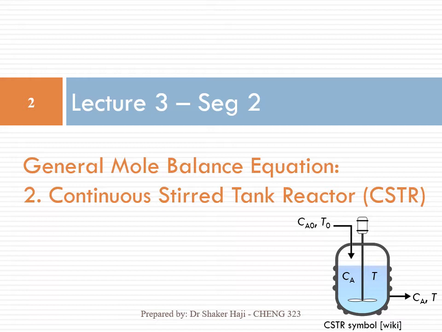Okay, so it's continuously stirred, right? You can see that we are continuously stirring by using the agitator, and it's a tank. It's a tank, just like the batch, and it's a reactor. That's what's called the continuous stirred tank reactor.